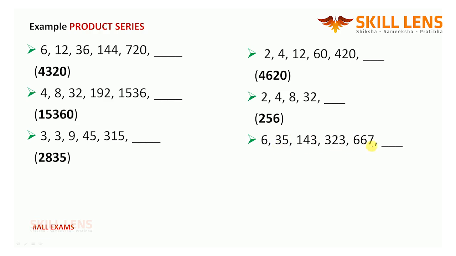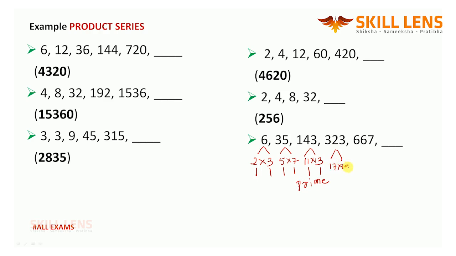Okay, if you check the differences, you will not get your answer. Yes, if you closely observe, can I write 6 as 2 into 3? Can I write 35 as 5 into 7? Can I write 143 as 11 into 13? 2, 3, 5, 7, 11, 13 are what? Prime numbers.